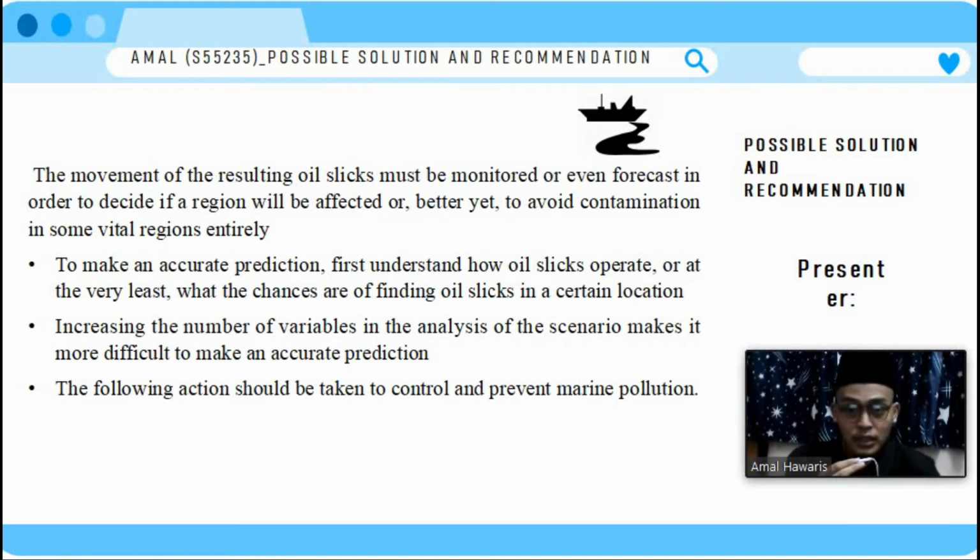As we know, the movement of the resulting oil slick must be monitored or even forecast in order to decide if a region will be affected, or better yet, to avoid contamination in some vital region entirely. So to make an accurate prediction, first we need to understand how oil slicks operate, or at the very least what the chances are of finding an oil slick in a certain location. It can increase the number of variables in the analysis of the scenario, making it more difficult to make an accurate prediction. So the following actions should be taken to control and prevent marine pollution.